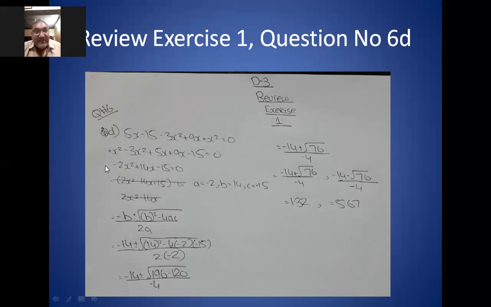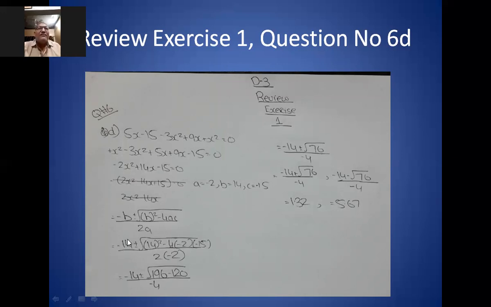So you can see this is in the standard quadratic form. So the coefficient of the x square is minus 2. The coefficient of the x is 14, and the constant term here is minus 15. So a is minus 2, b is 14, c is minus 15. So then we will apply the quadratic formula. It will be minus b plus minus under root b square minus 4ac divided by 2a. So just substitute the value of the a, b, and the c here.